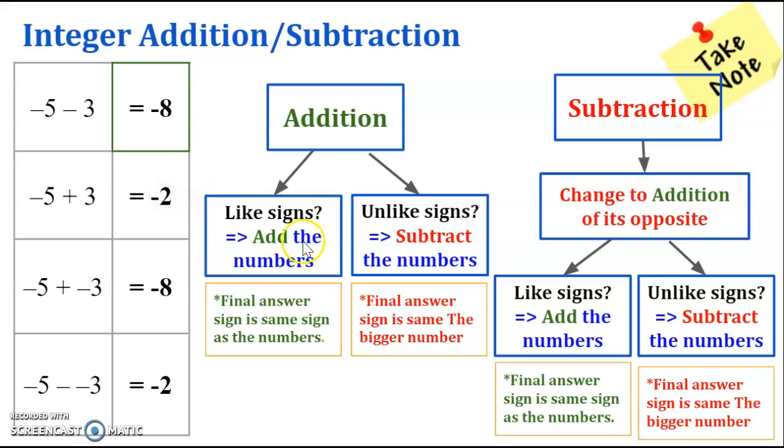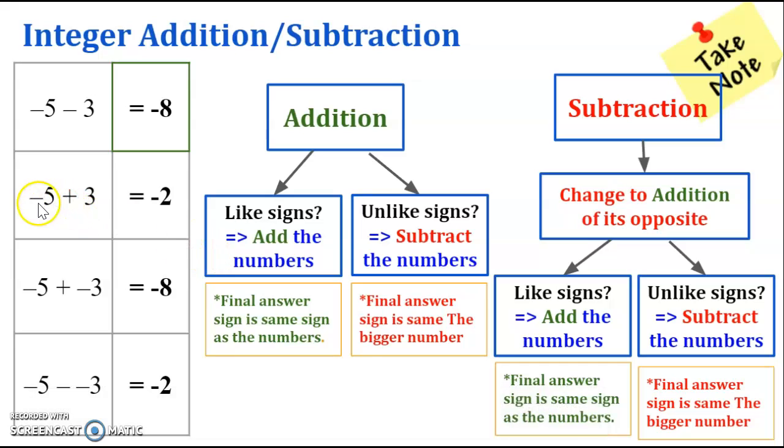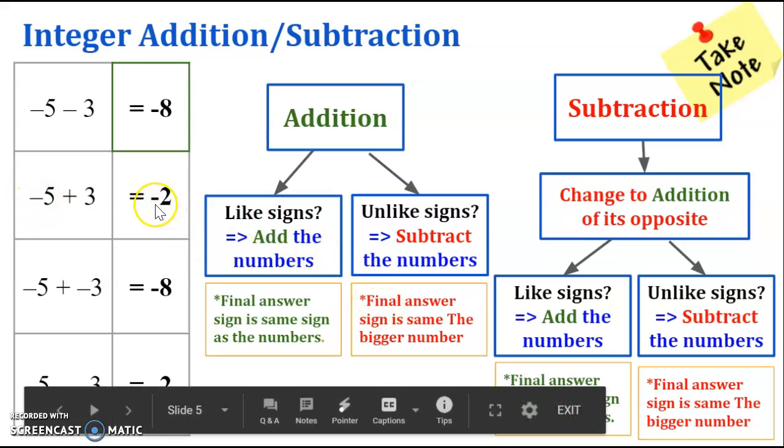Okay, and then for the final answer sign, the sign of it is going to come from which number was bigger? Was it -5 or 3? 5 is a bigger number than 3, and to it there was a negative sign attached to it. So the final answer is going to be -3, just like here.